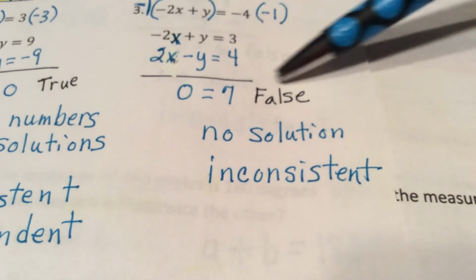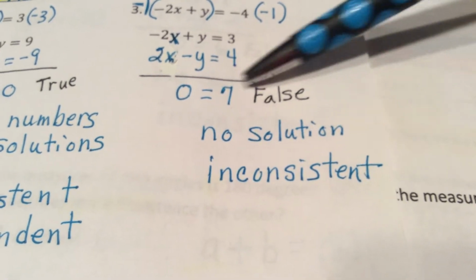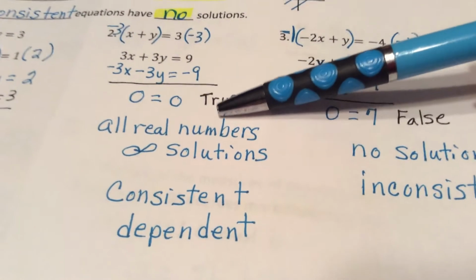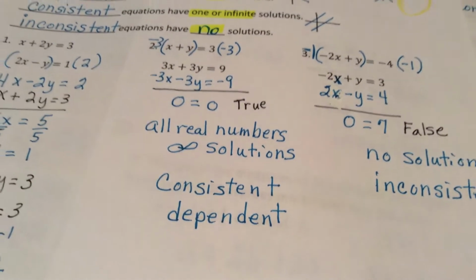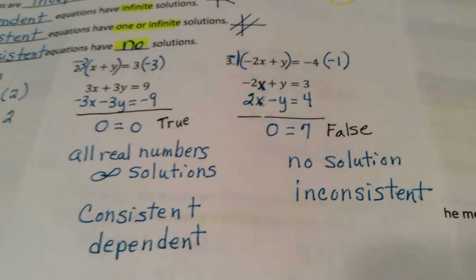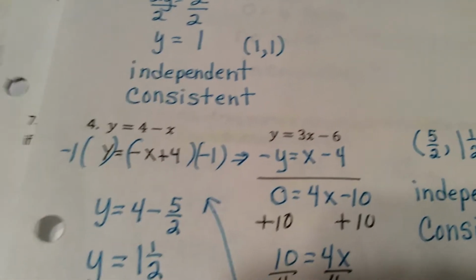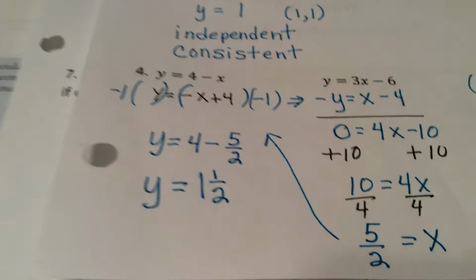Again, this true or false is just your reference. If it doesn't turn out to be true, then there is no solution. If it does turn out to be true, then we have all real numbers or infinite solutions. Now we're going to go down to number 4, and I'm going to work this in 2 different ways.